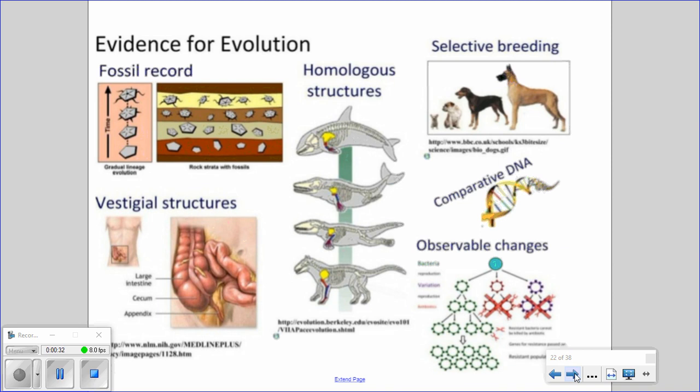So we will continue to look at evidence for evolution, and we will focus specifically on homologous structures and selective breeding and how that contributes to that large body of evidence to show that evolution has occurred and is occurring.